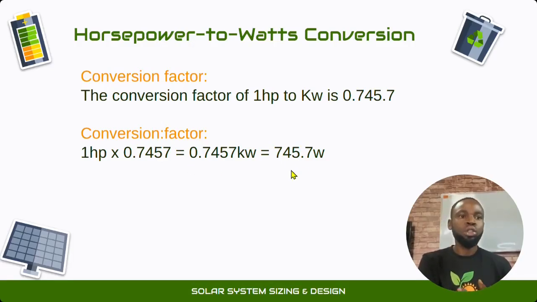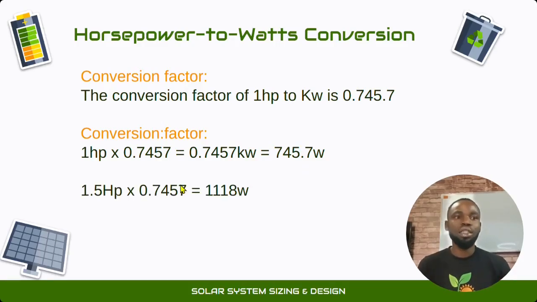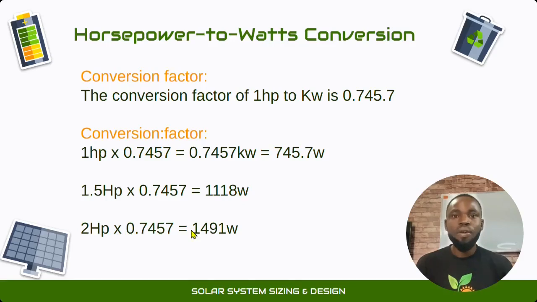Approximately 746 watts. So if you convert 1.5 horsepower to wattage, you're going to have 1118 watts. If you convert 2 horsepower to wattage, you're going to have 1491 watts. So take note of this. Anywhere you have a device rated in horsepower, this is a conversion factor that you can use to convert it to watts, so that you'll be able to plan your system or design your system properly.